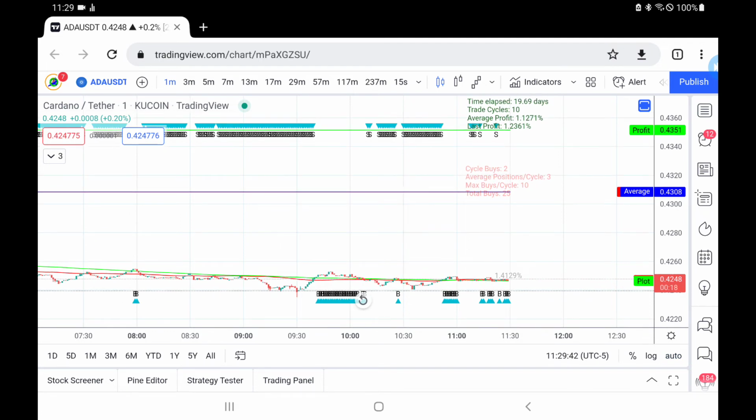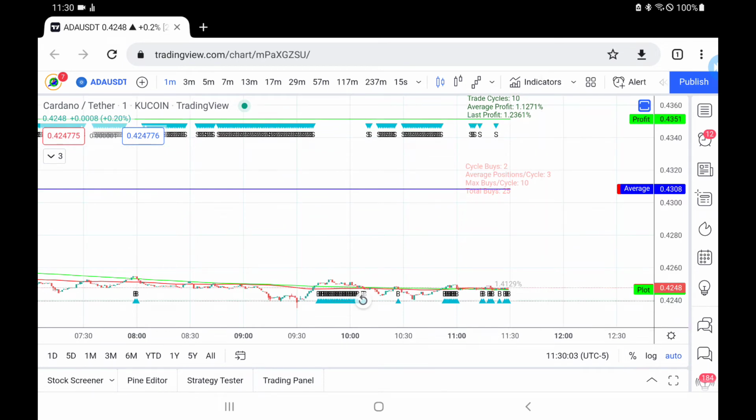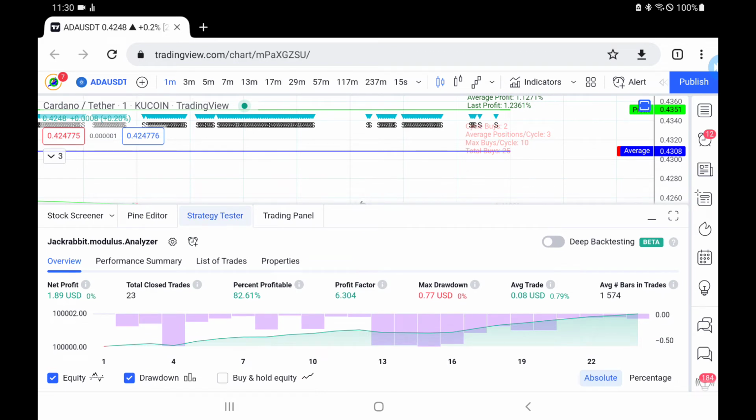So for 19 days, 10 trade cycles, 1.1%, basically 10% for ADA. And ADA's been known to be a very sluggish coin at times. So this is good. This is real good. Let's see what the profit looks like. So there we are. TradingView's numbers for those that like to view them.